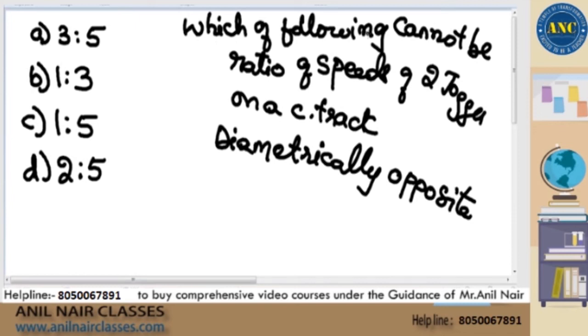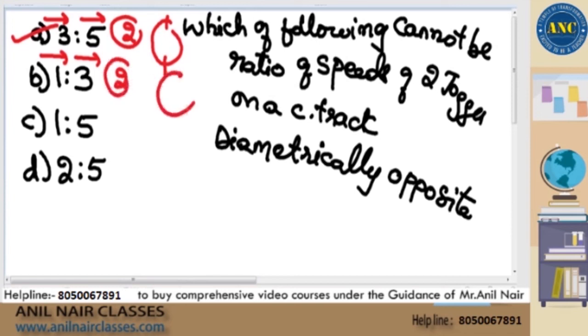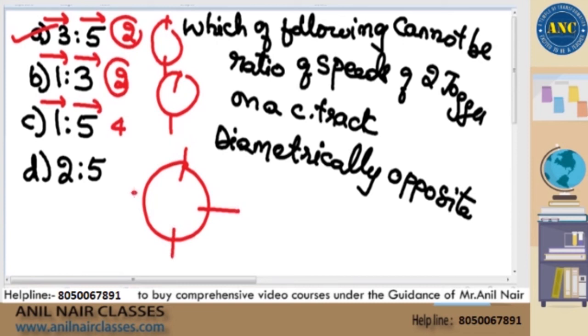Very good question. Suppose they are traveling in the same direction, it will be 5 minus 3, 2. Diametrically opposite, this is possible. If they are traveling in the same direction, again it is 2, again diametrically opposite. If they are traveling in the same direction, 4 will be, as already discussed, 25%, 50%, 75%, diametrically opposite. These three are possible. This is not possible. The answer is 2:5. Please make a note.